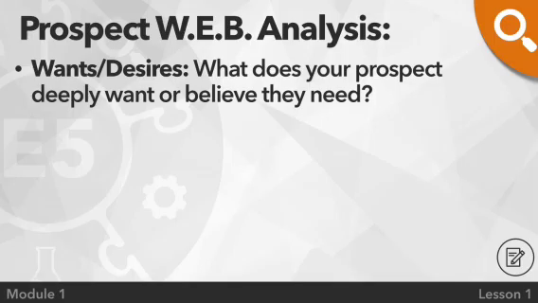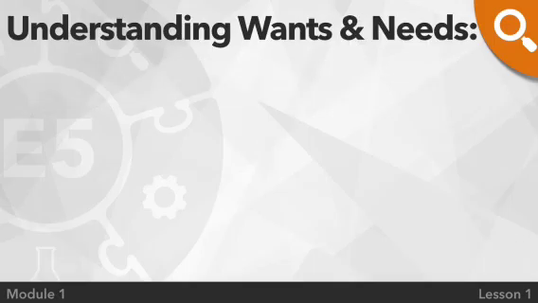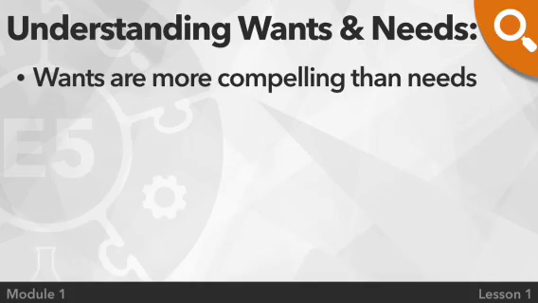The first is wants and desires. This is all about you knowing, what does your prospect deeply want or believe they need? This is about, what does your prospect deeply want? The outcome, the transformation, the result, the change. It's you understanding what your prospect wants. And so let's first and foremost talk about the difference between wants and needs, because there's a tremendous difference between wants and needs. First and foremost, wants are more compelling than needs.